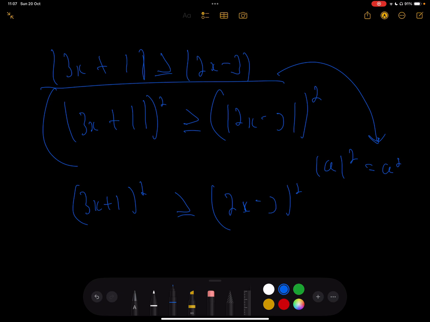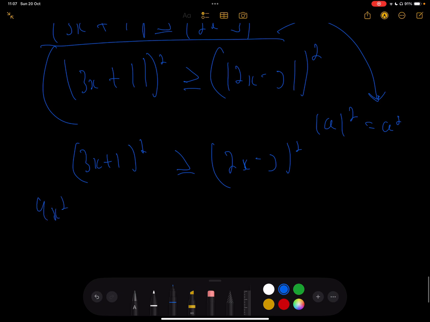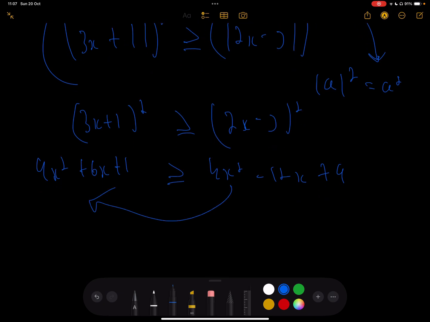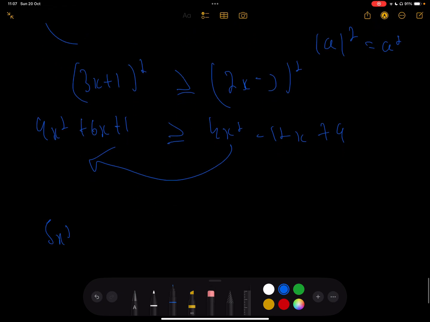So now what do we do? Well, we just expand the brackets and solve. So 9x squared plus 6x plus 1 is greater than or equal to 4x squared minus 12x plus 9, sorry. So what do we do now? Well, we try to make one side 0. So how do we do that? Well, we transfer everything from one side to the other. I think it's easier transferring from the right hand side to the left, because we don't want to have a negative x squared. We want the coefficient of x squared to remain positive. So we get 5x squared plus 18x minus 8 is greater than or equal to 0.